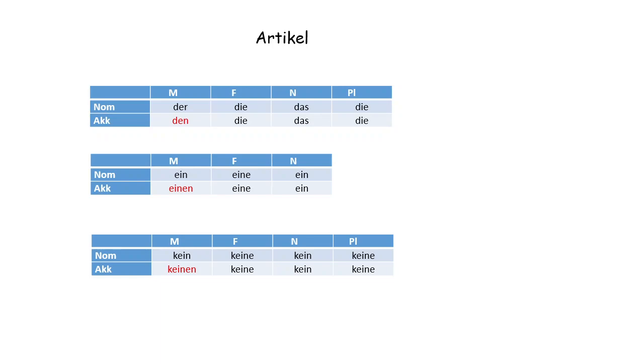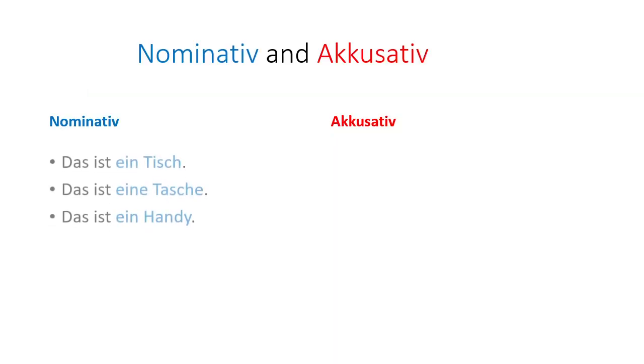So, in accusative case, instead of der we write den in case of masculine article, masculine gender. Same, einen in place of ein and keinen in place of kein. We can check in the example.